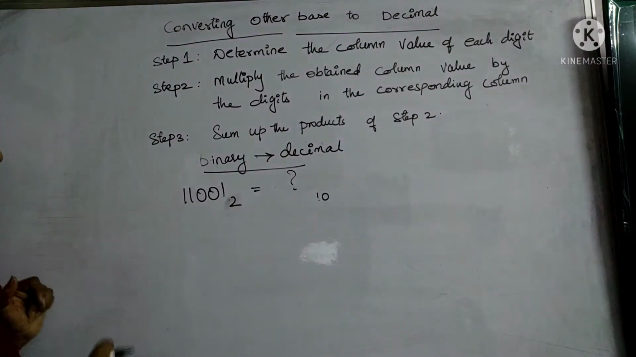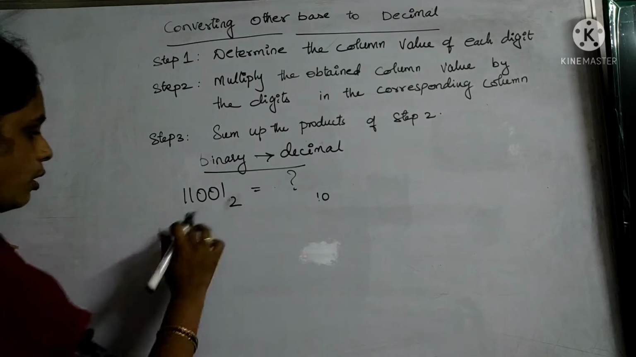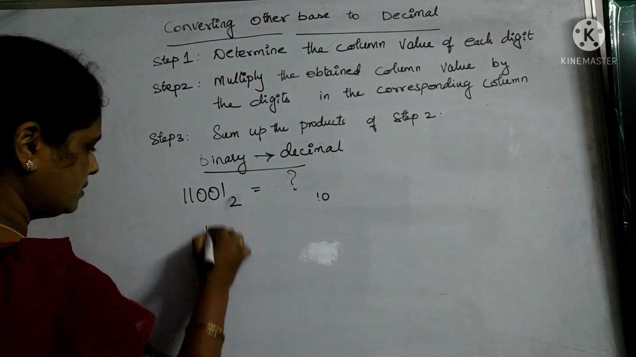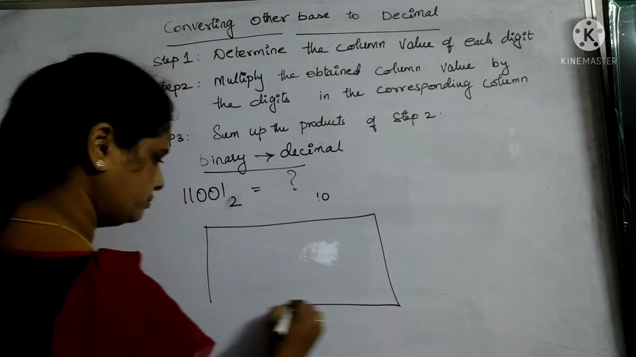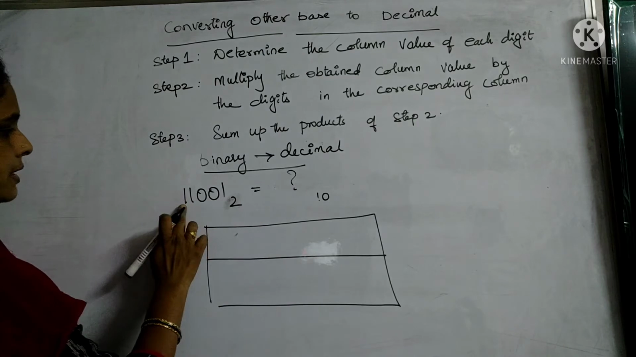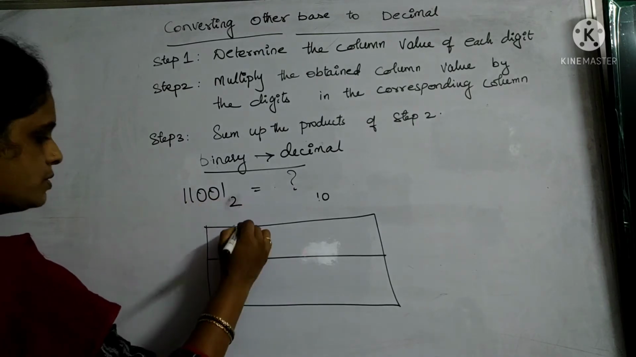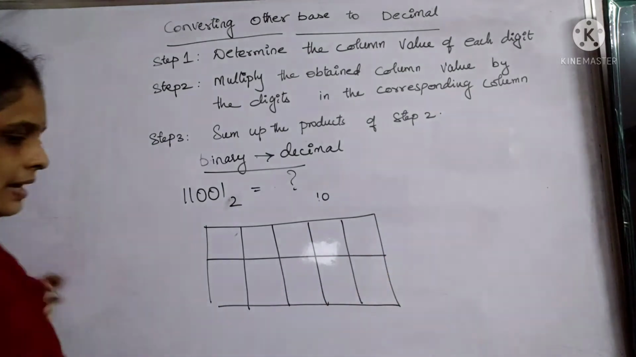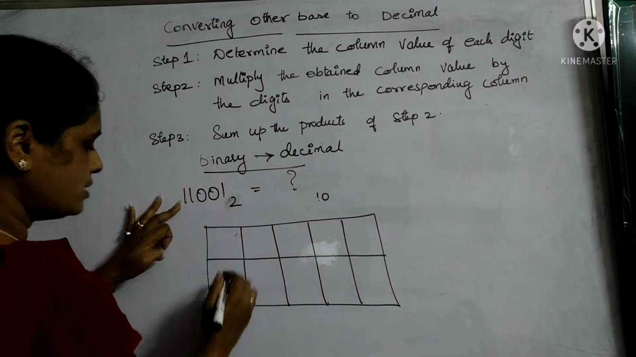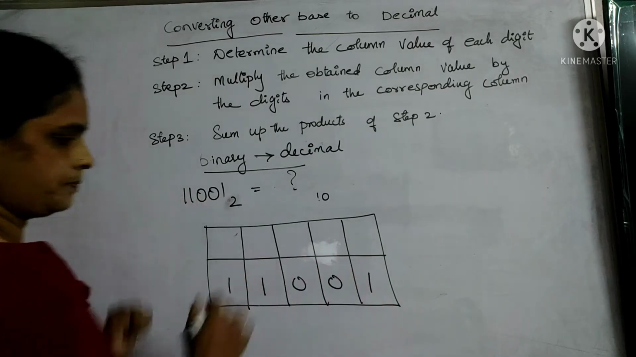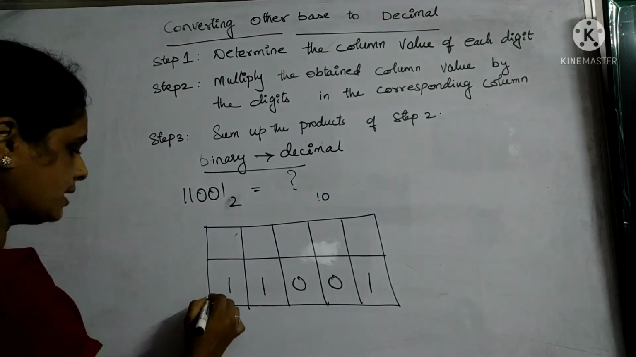First of all, what you need to do is arrange all these digits in a row. How many digits are there? 1, 2, 3, 4, 5. So 1, 2, 3, 4 and 5. Then arrange all of them here: 1, 1, 0, 0, 1. Okay, that is the initial thing we need to do.